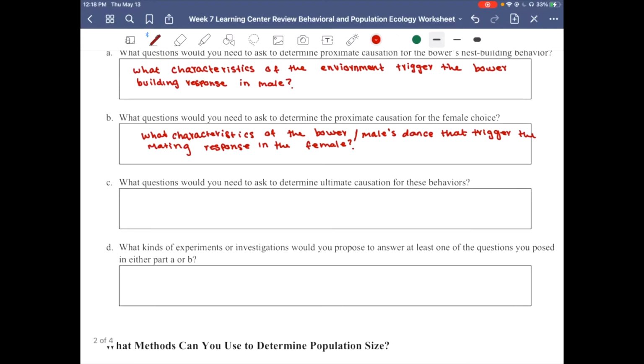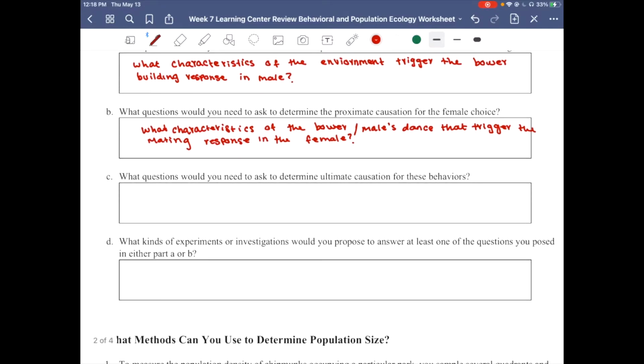Okay, and then for ultimate causation, we could ask, why did this elaborate mating ritual evolve in the first place? What evolutionary history led to the behavior?